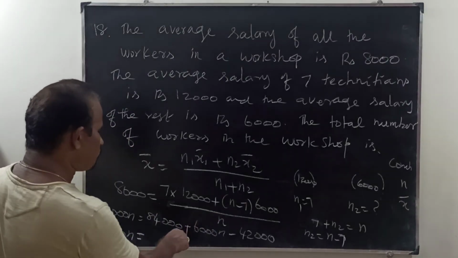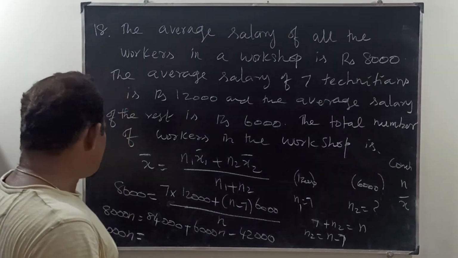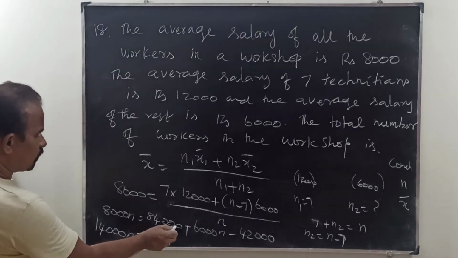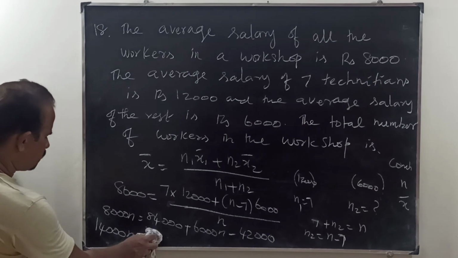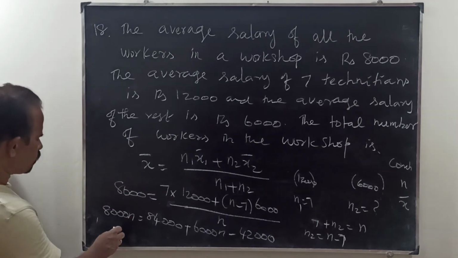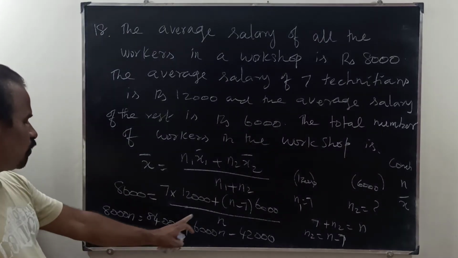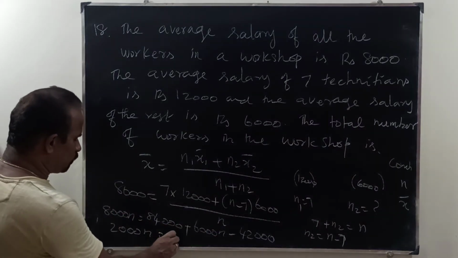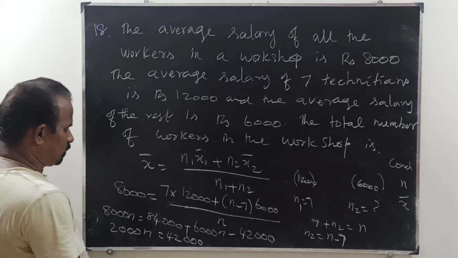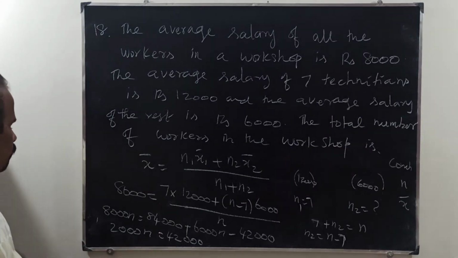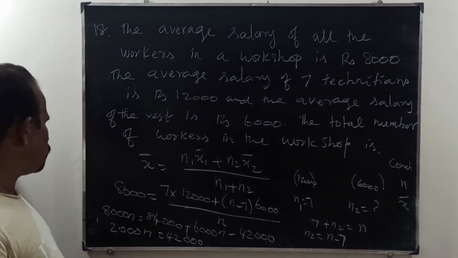This is plus 6,000. Here is minus. So therefore here is 84,000. Here is 6,000, means 8,000 minus 6,000 is 2,000 yen. 2,000 yen is equal to 84 minus 42, which is nothing but again 42,000. Okay. So therefore n is equal to 42,000 divided by 2,000.